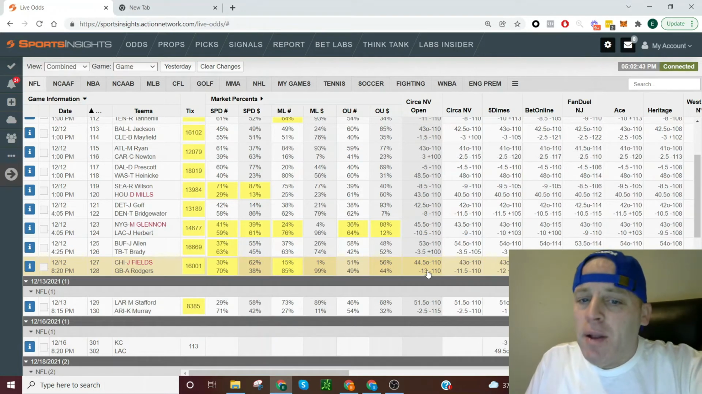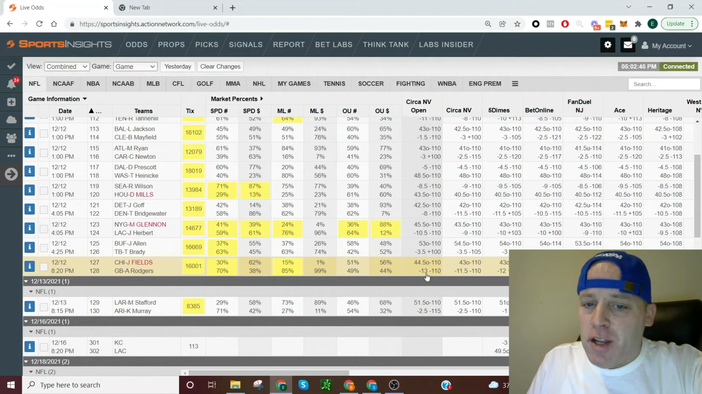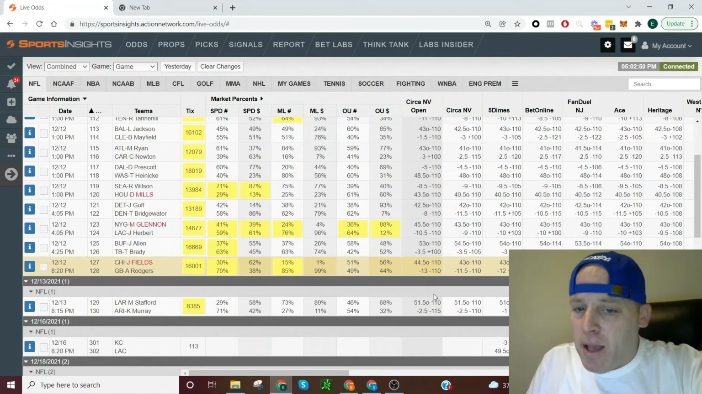Now, we can confirm this by looking at the odds over here at the different sportsbooks. Green Bay opened at Circa -13. Now, despite Green Bay having 70% of the bets, the books have adjusted down. Circa's went from 13 to 11.5. We've got some books sitting at 12. And this is very telling here, because you would think with Green Bay getting 70% of the bets that the sportsbooks would at least want to jump up to 13.5, or maybe even go to 14.